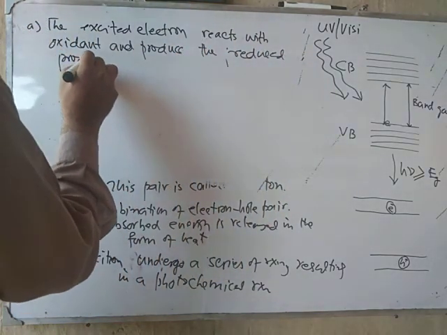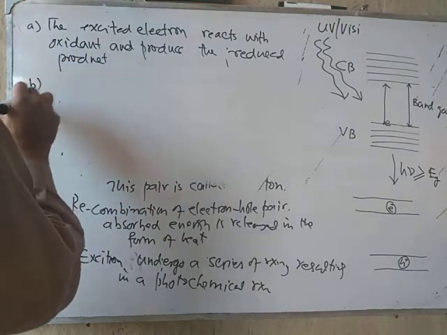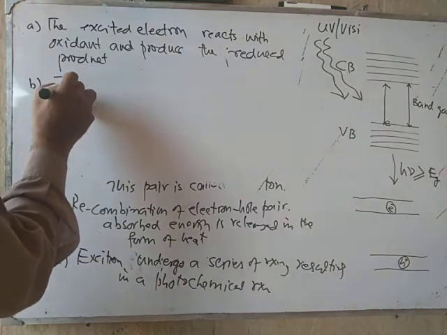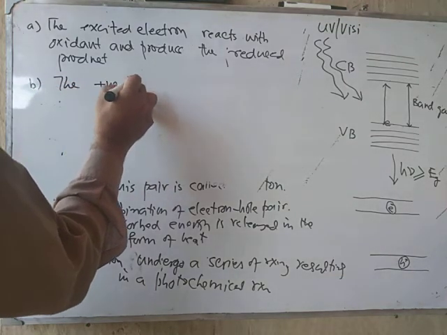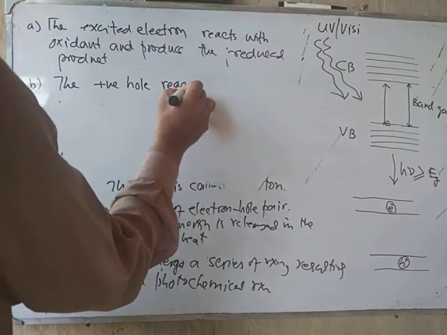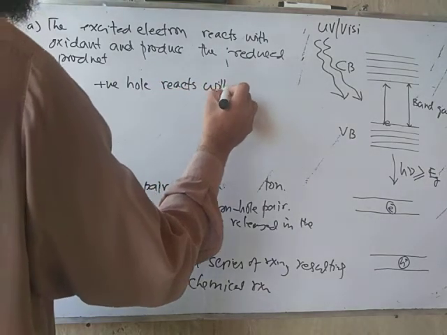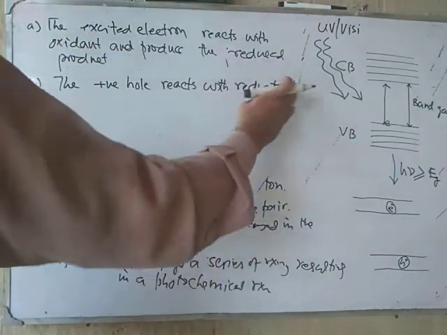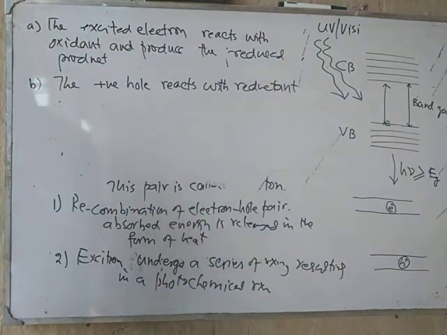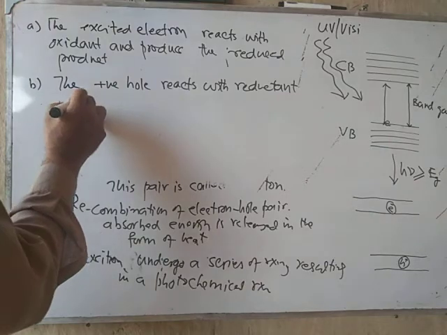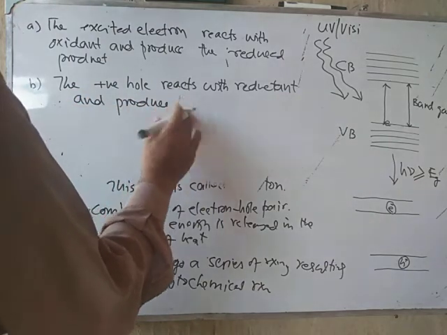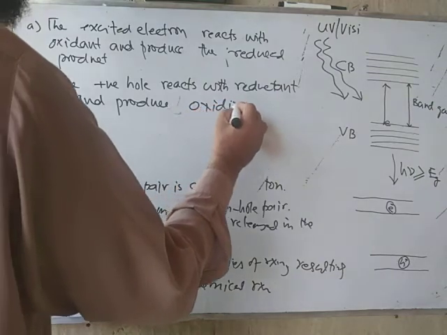Reduced product. इस तरह पॉजिटिव होल ने भी रिएक्ट करना है। The positive hole reacts with reductant and produces the oxidized product.